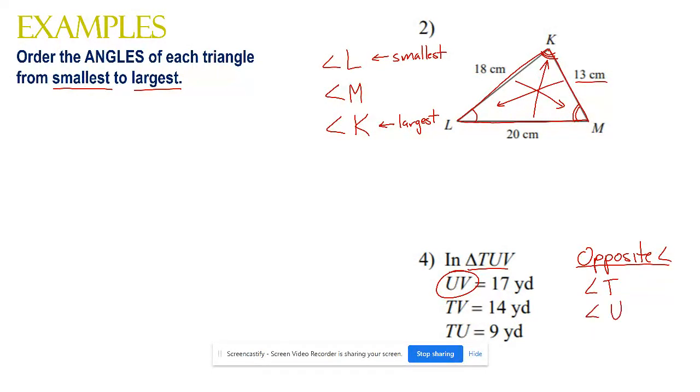And then our last one, TU, it doesn't give us a V. So we know that one, the third one, has to be across from angle V. And so now we can order these smallest to largest by looking at the measurements of the opposite sides. So our shortest side is TU. It's 9 yards long. The angle that's opposite from TU, we said, was angle V. So angle V is our smallest.